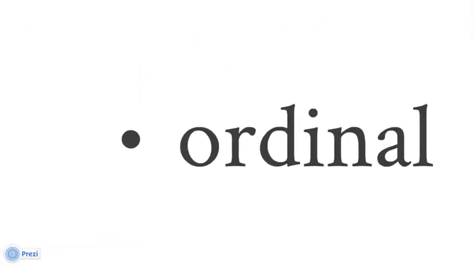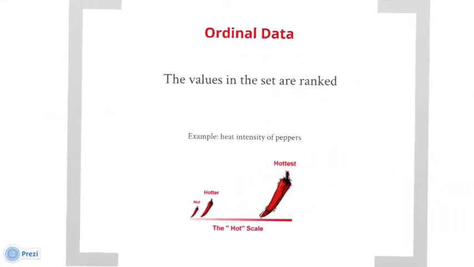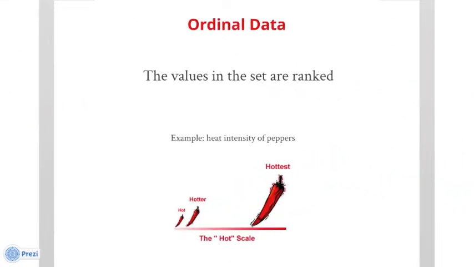Ordinal data has an underlying order that is attached to the values. Some examples would include different stages of cancer, in which we have stage 1, stage 2, stage 3, and stage 4. As cancer gets more severe, it will move up a stage in this order. Another example is heat intensity of peppers. There are different categories of heat, like hot, hotter, and hottest. As the heat intensity increases, we move through this order from hot all the way to hottest. Therefore, there is an underlying order to this data.